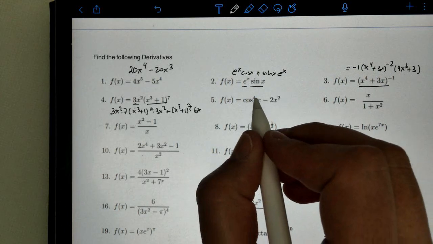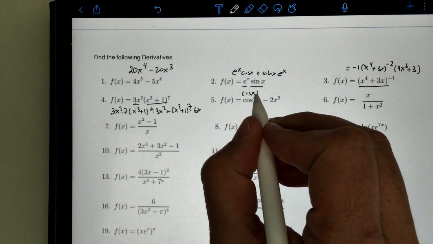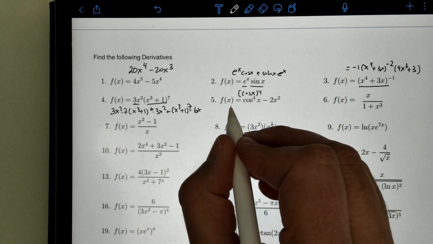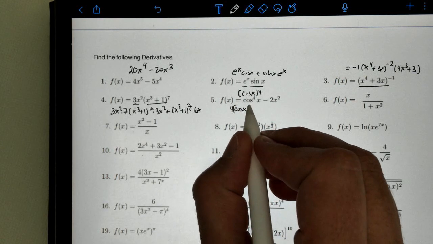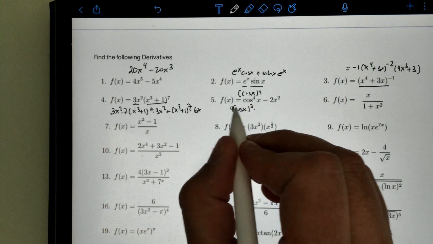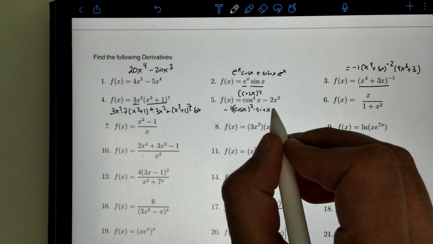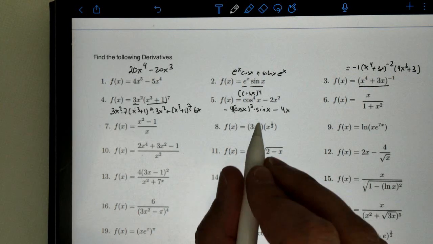All right, this is a nasty one. Please rewrite it. This is cosine of x to the fourth. So when you do your chain rule, you're going to get 4 cosine of x cubed times the derivative of the inside, negative sine of x, minus here, that's just 4x. There we go. There you go. Don't forget, that was a really hard one right here.